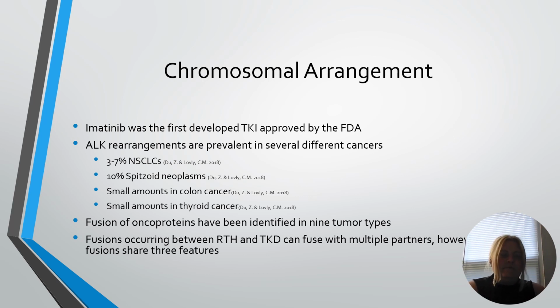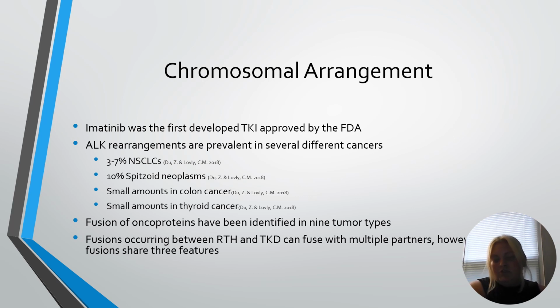Some of the stats on how prevalent ALK is in different cancers: 3 to 7% in non-small cell lung cancer, about 10% in spitzoid neoplasms, and then trace amounts were found in colon and thyroid cancers. The fusion of oncoproteins, for example, TRKA, TRKB, and TRKC tyrosine kinases, have identified 9 tumor types, including sarcoma, melanoma, thyroid, lung, colon, breast, head, and neck cancers.